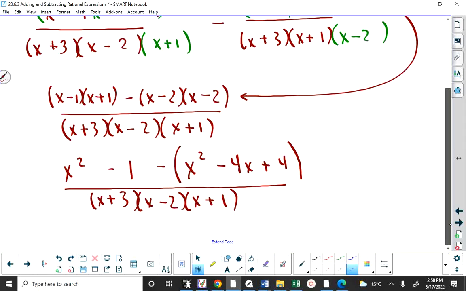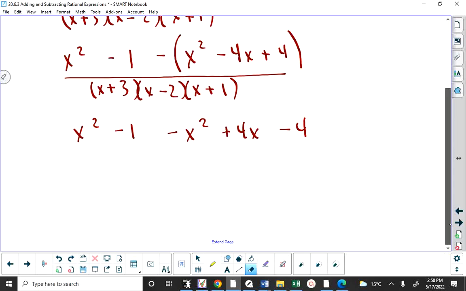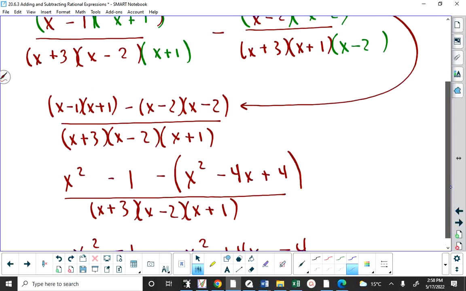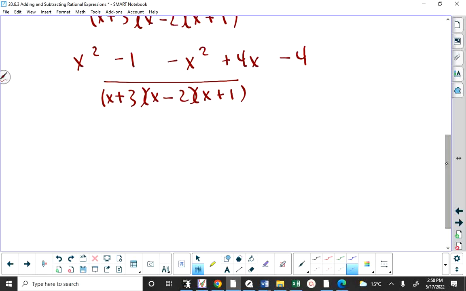Okay. So now we just have to simplify this. I have x squared minus 1, and then I have minus x squared plus 4x minus 4. So I just want to check, Sasha, this is what you would have written. Okay. Over our denominator. So we can simplify that numerator into x squared minus x squared is nothing. We have 4x and then minus 5 over our denominator.